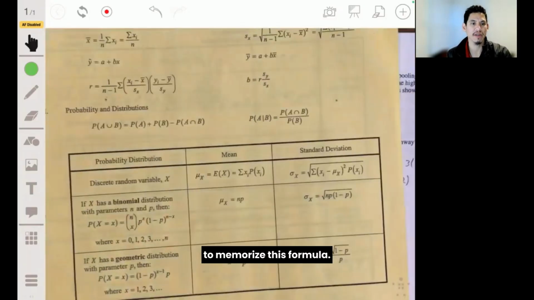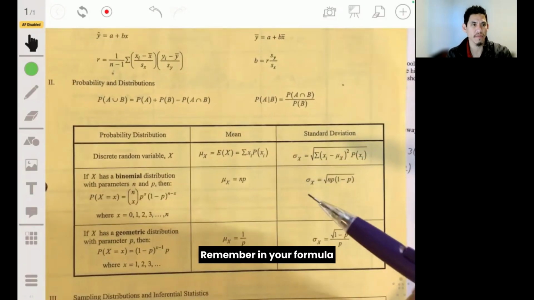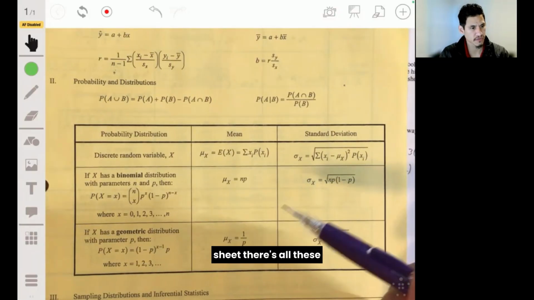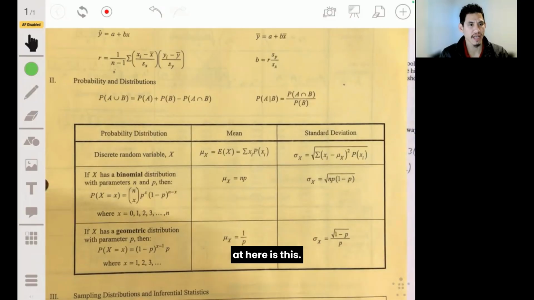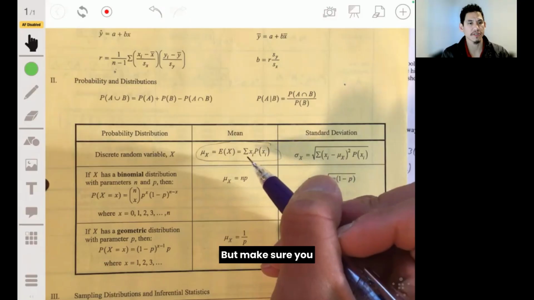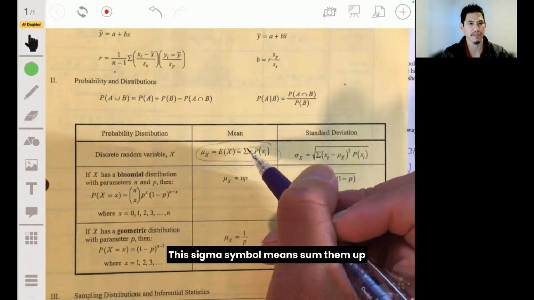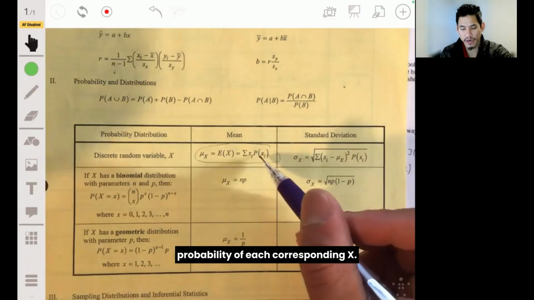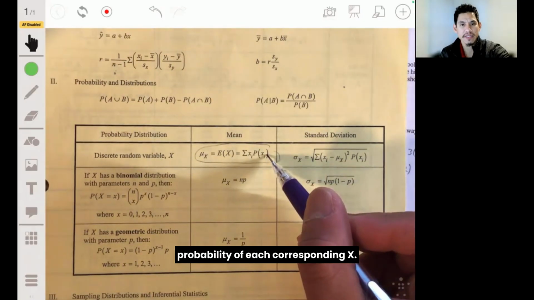Now you don't have to memorize this formula. Remember, in your formula sheet there are all these formulas that you can use. So what we're looking at here is the expected value of X. But make sure you understand this notation. This sigma symbol means sum up the probability of each corresponding X value.